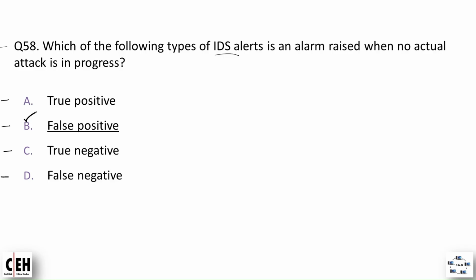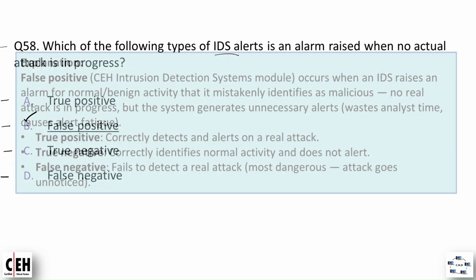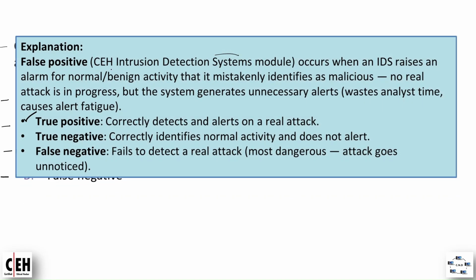option B, false positive. And the explanation is, so false positive, covered in the CEH intrusion detection systems module, occurs when an IDS raises an alarm for normal or benign activity that it mistakenly identifies as malicious, whereas no real attack is in progress, but the system generates unnecessary alerts which wastes analyst time and causes alert fatigue.